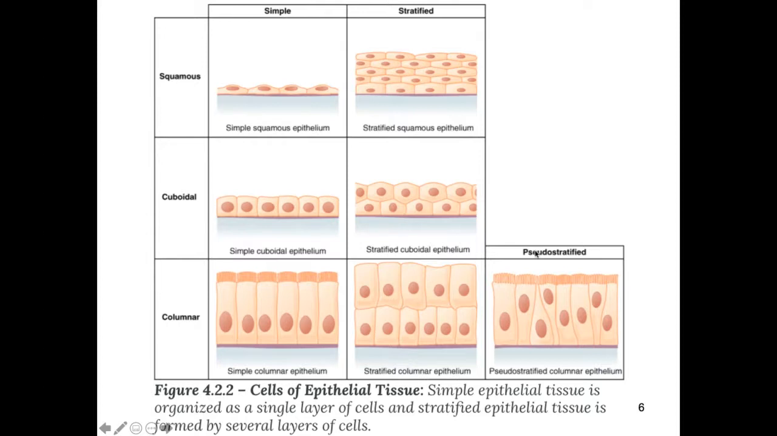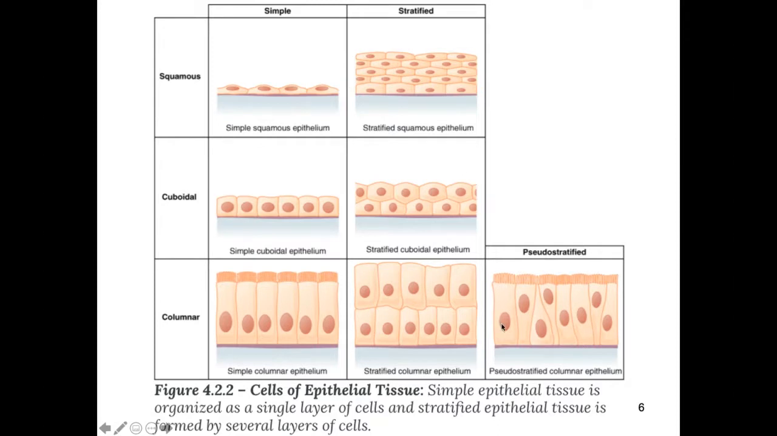Now there's another type that's called pseudostratified, and this word pseudo means false. So if we look at all of these, we see how the nuclei are at one level. Here you can see the nuclei are at one level, these are all level, and in each of these the nuclei are all level. So it's easy to tell whether it's one layer or multiple layers.